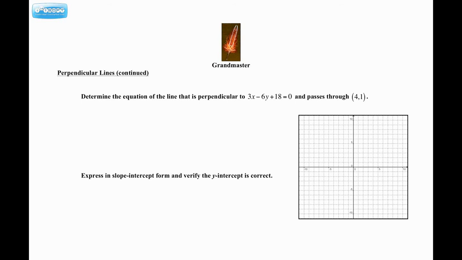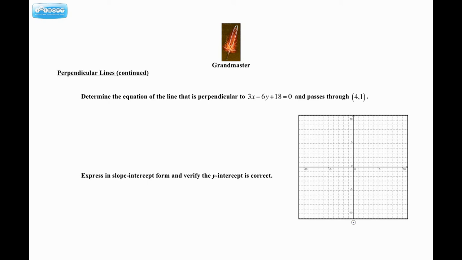All right, this is Chapter 7, Section 4, the Grandmaster video. We're going to continue with perpendicular lines here. So we want to determine the equation of the line that is perpendicular to 3x minus 6y plus 18 equals 0. But we want our line to pass through the point (4, 1).